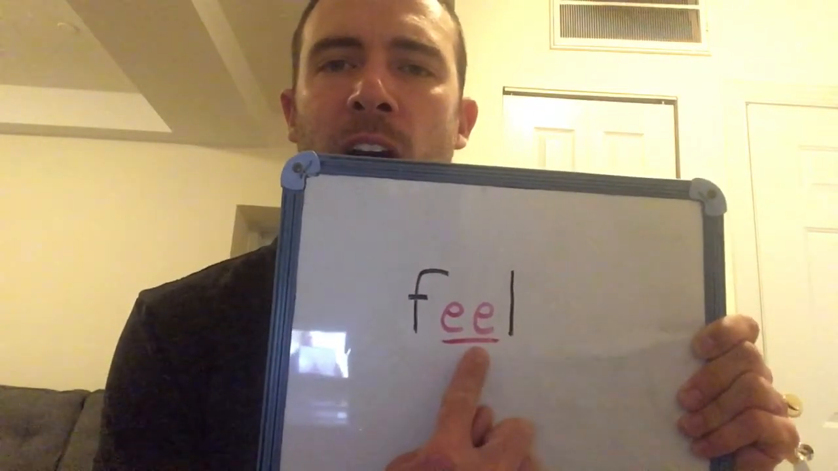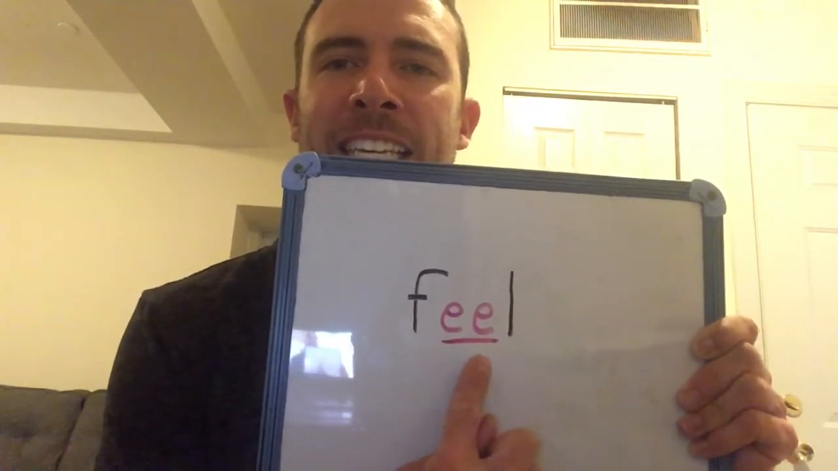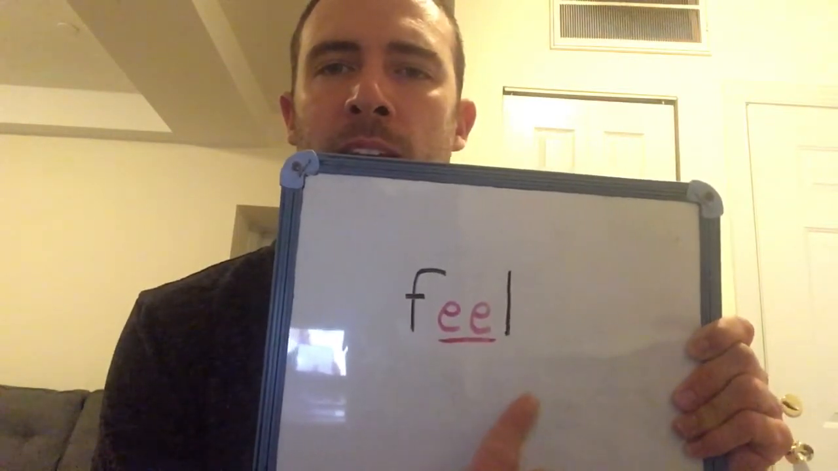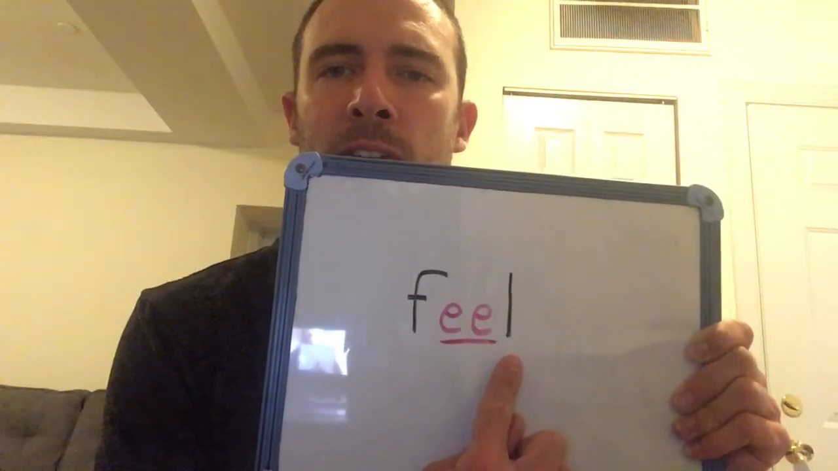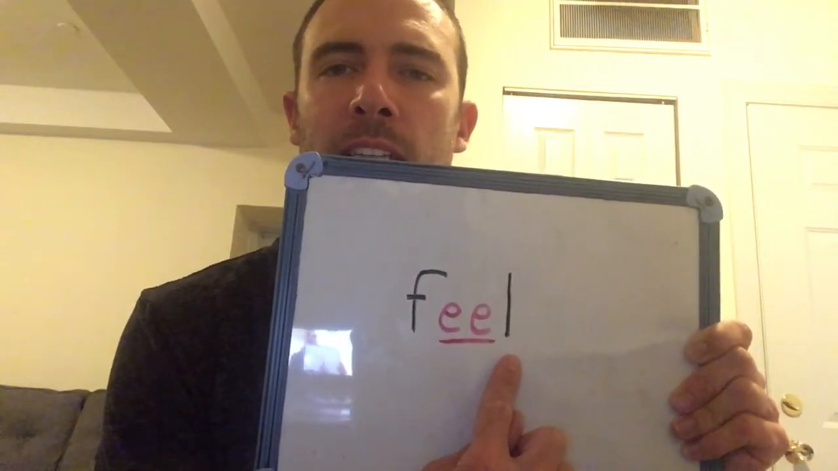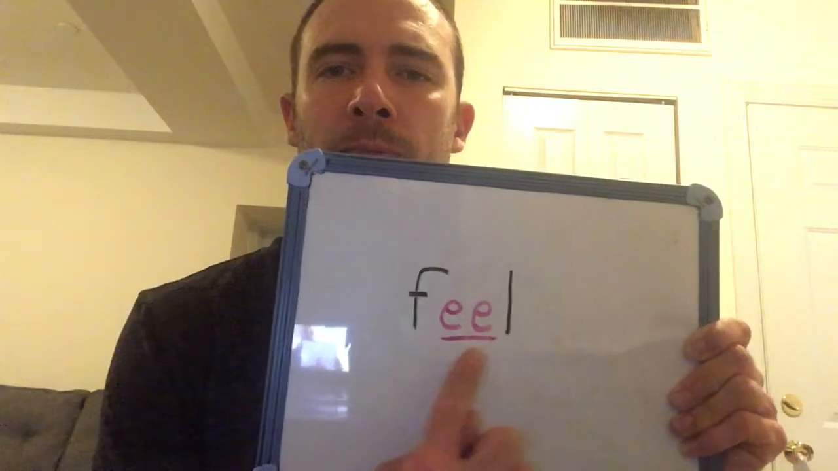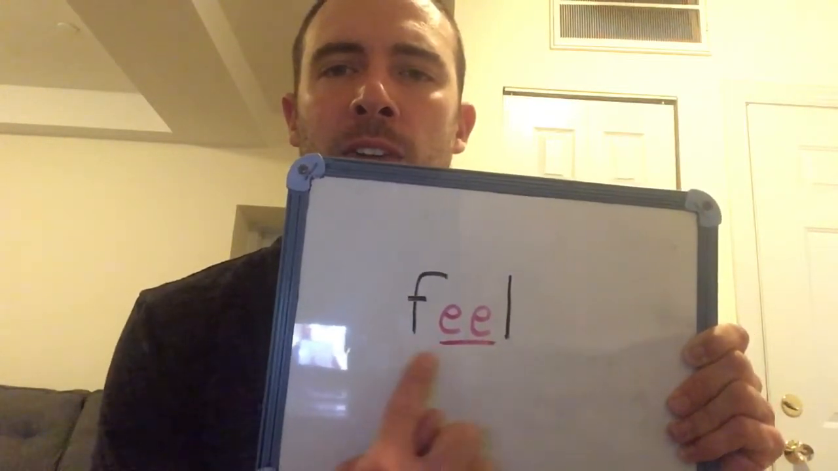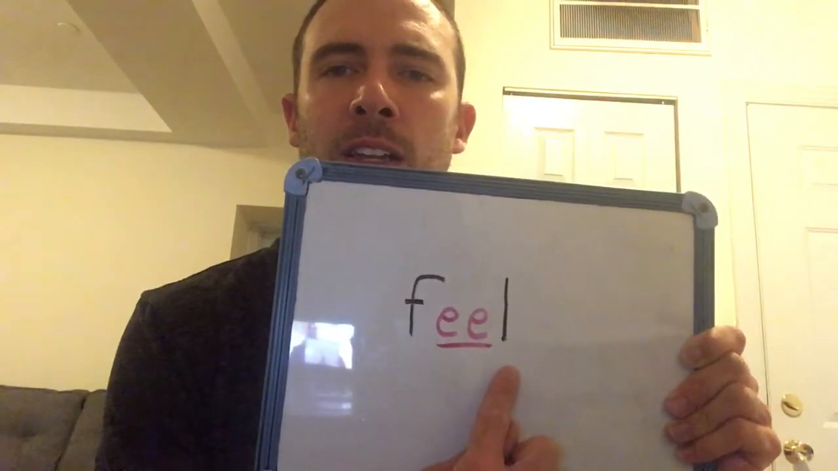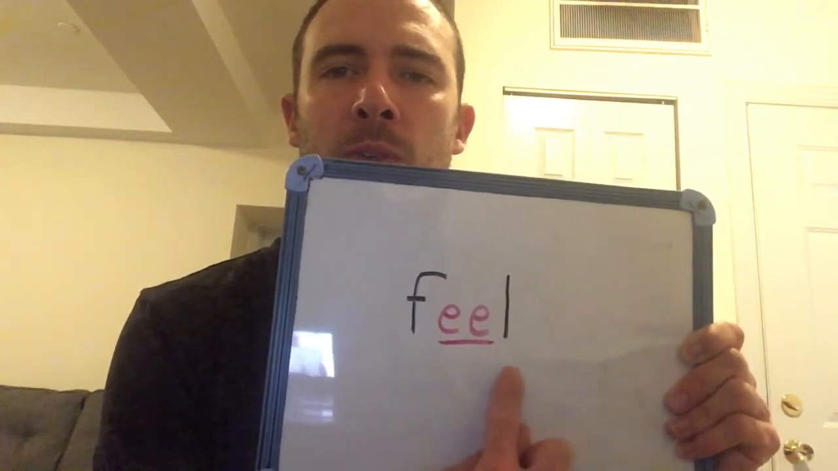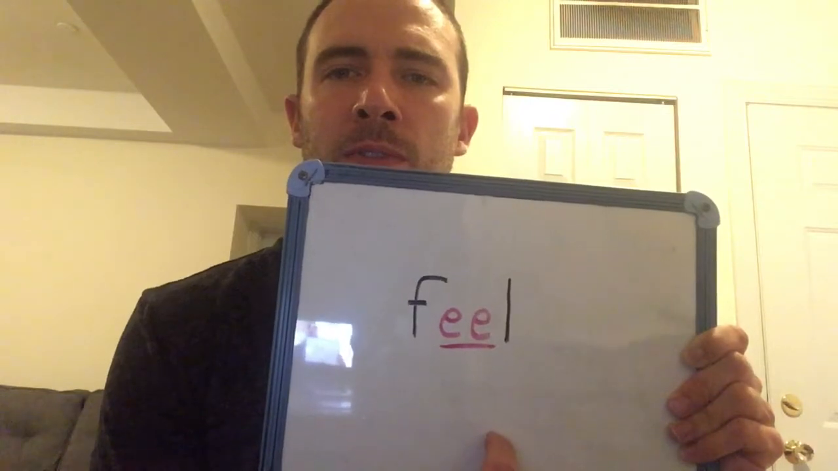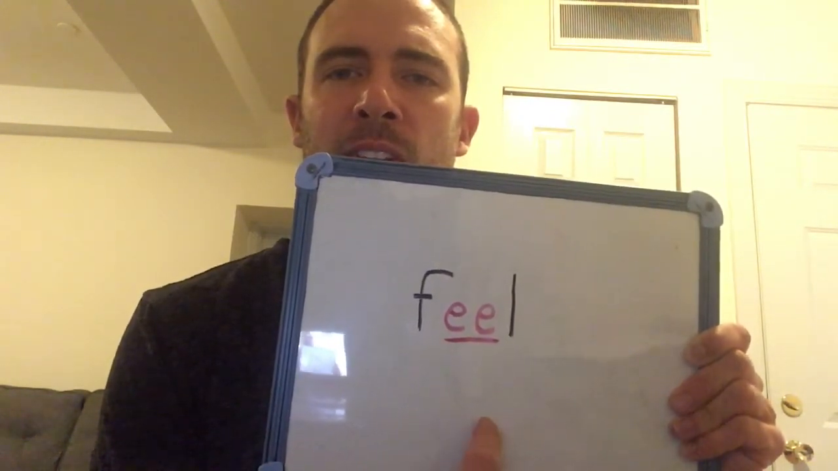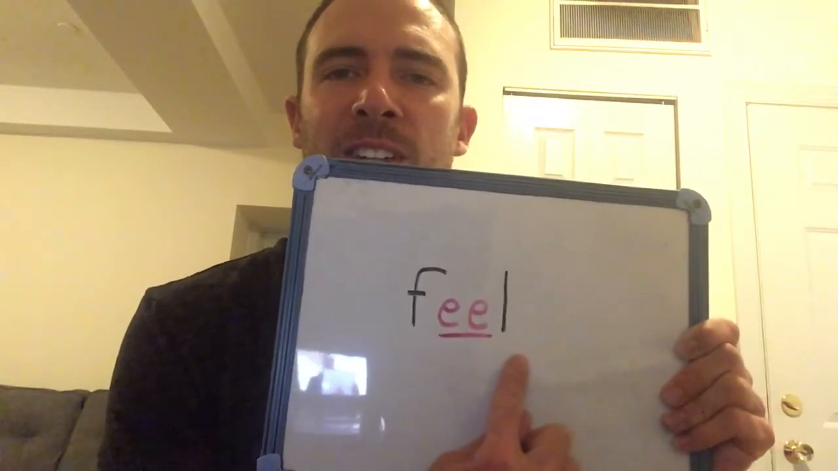Next we have the focus that we've been working on, the E sound. E. Then we just have one more letter. It's the letter L, which sounds like L. So now we have E, L. What could this word be? All right, this word is feel.